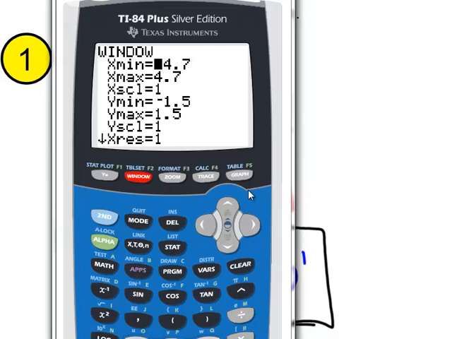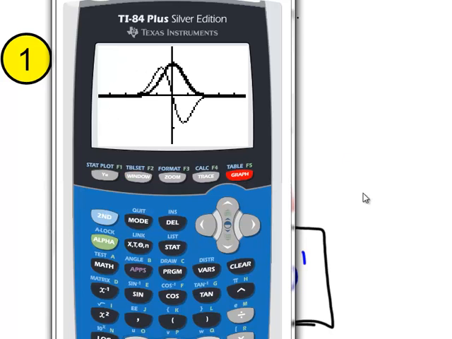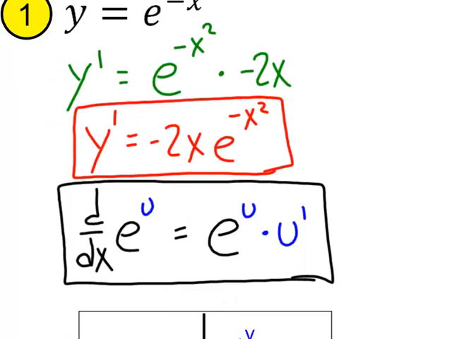Here are some window settings that I found to be pretty good for this exercise. The negative 4.7, positive 4.7, that's based on the zoom decimal, although I did tweak the y min and y max. So here's what the graph looks like. And this is a great example of a type of graph where we can see the connection between the y and the y prime.